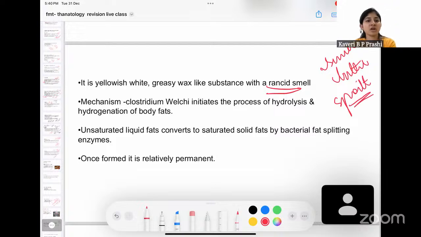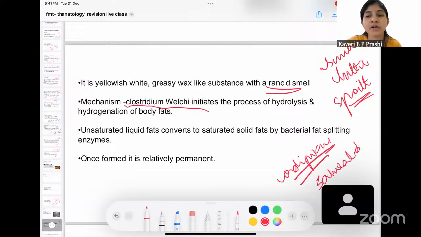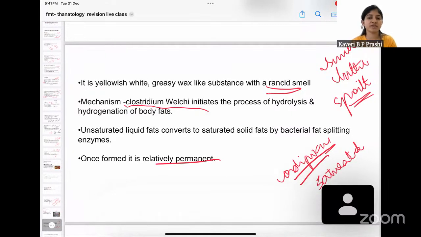Mechanism: Clostridium welchii initiates the process of hydrolysis and hydrogenation of body fats. This bacteria is going to act on the fats in the body and cause hydrolysis and hydrogenation of this fat, which in turn gives it a rancid and greasy appearance. Unsaturated liquid fats convert to saturated solid fats by bacterial fat splitting enzyme. So finally, when you see this adipose here, you have to remember that whatever fat is there is saturated fat, because all the unsaturated fat has been converted into saturated fat. Once formed, it is relatively permanent. Okay, so this is what you have to remember about adipose hair.